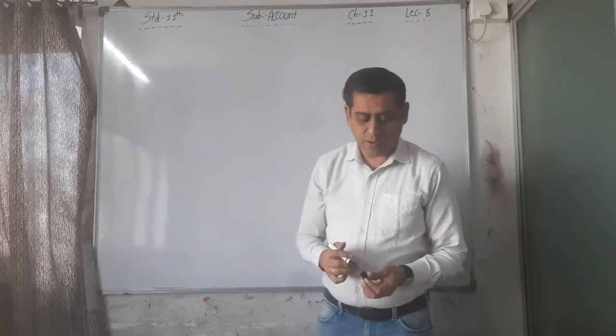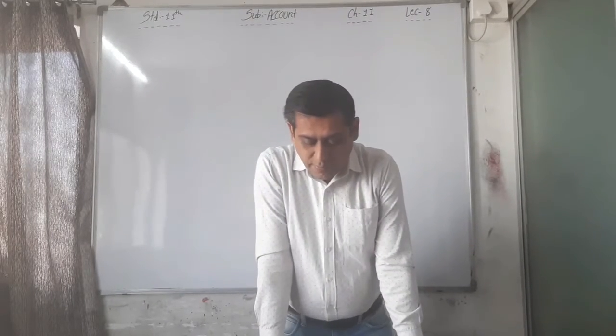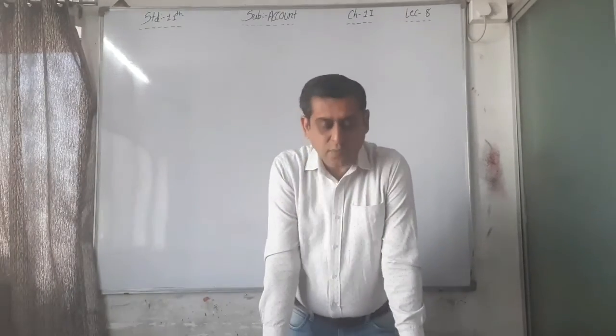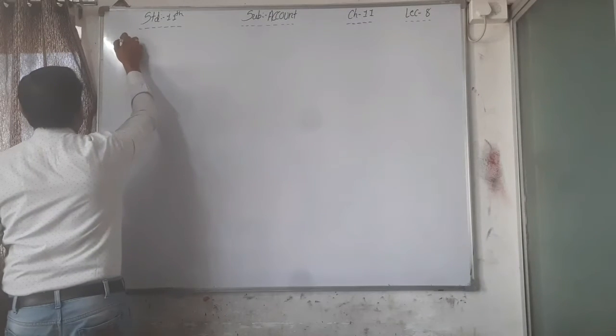Illustration number 7 is over. Now the 8th illustration. First of all, I am reading that illustration. From the following information, prepare a bank reconciliation statement of Parth as on 31st December 2017. Illustration number 8.